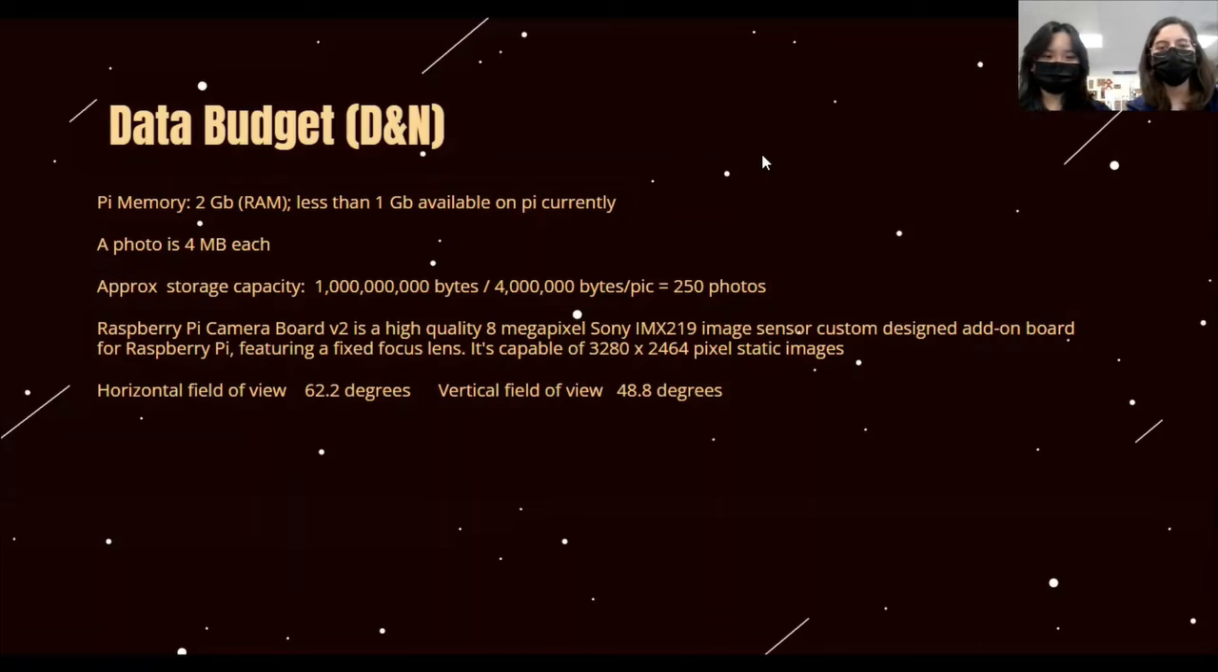The Raspberry Pi is equipped with a high-quality 8-megapixel camera board, which features a fixed focus lens, and it's capable of taking 3,280 by 2,464 pixel static images. Its horizontal field of view is 62.2 degrees, while its vertical field of view is 48.8 degrees.